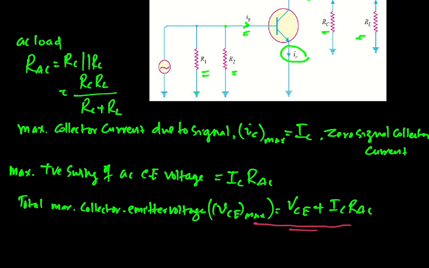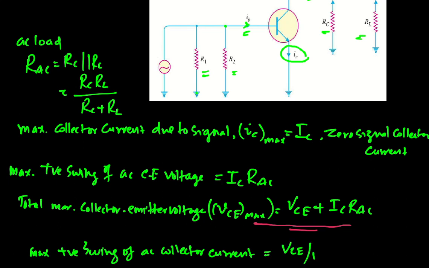Then similarly we can obtain the maximum positive swing of AC collector current in terms of the VCE as VCE divided by RAC.